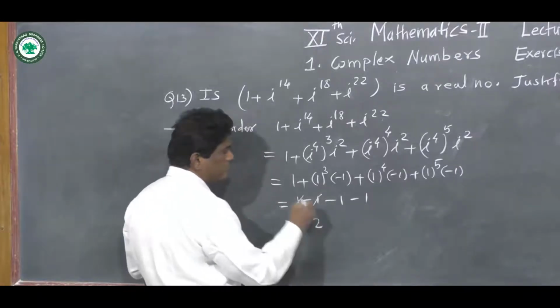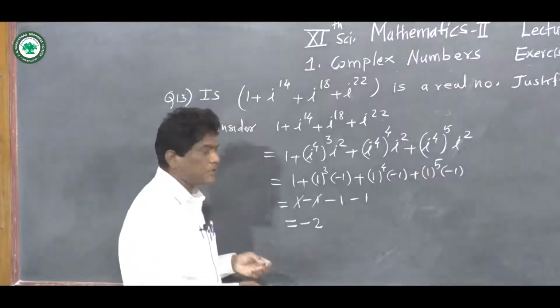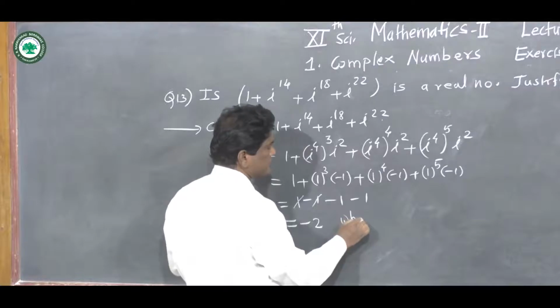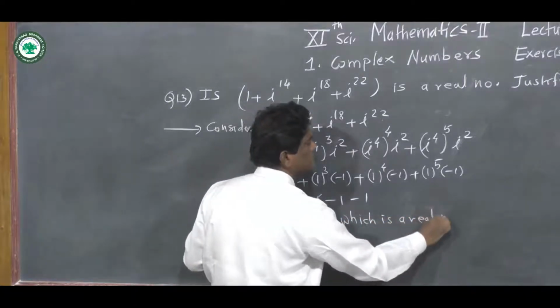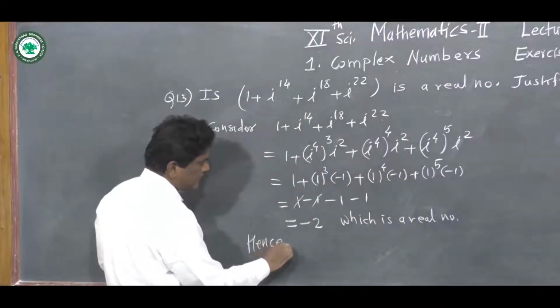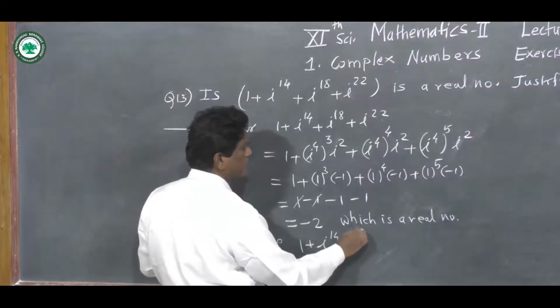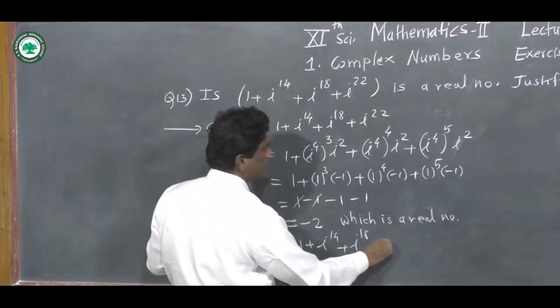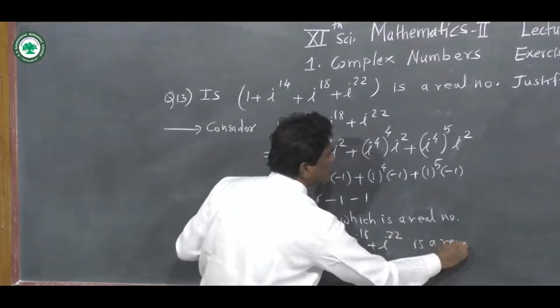Answer is minus 2. In this minus 2 there is no I. So it is a real number. So lastly we write, hence 1 plus I to the power 14 plus I to the power 18 plus I to the power 22 is a real number.